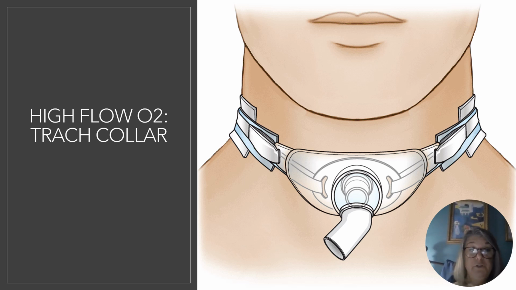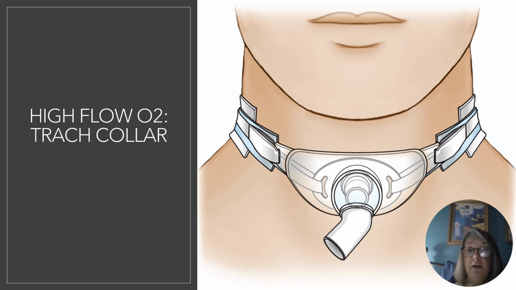This is a picture of a trach collar. A trach collar is used for patients with a tracheostomy. This device allows humidified O2 to be delivered to the patient via a tracheostomy collar. You can see it looks kind of like a face mask, but it's a little more oblong shaped so that it fits over the tracheostomy. This allows the patient to breathe in humidified O2 through the tracheostomy. Maybe they don't need to be on a vent anymore, but they need some O2 support.